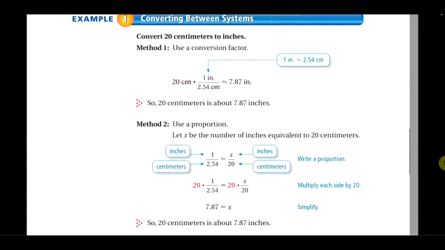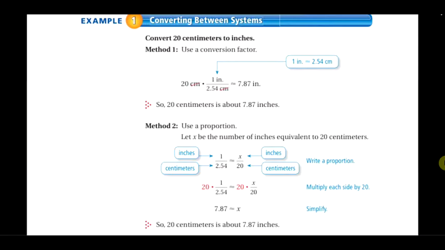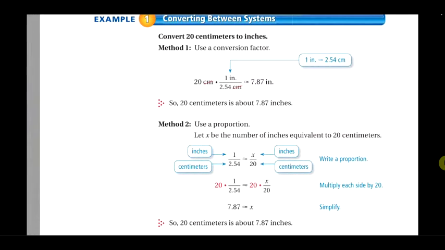So we have converting between systems. It's nice to be able to go between inches and centimeters, or between US and metric. And in order to do that, we have a conversion factor. If you see here, they wrote that 1 inch is the same as 2.5 centimeters. So what they did is they multiplied 20 centimeters by this conversion factor.